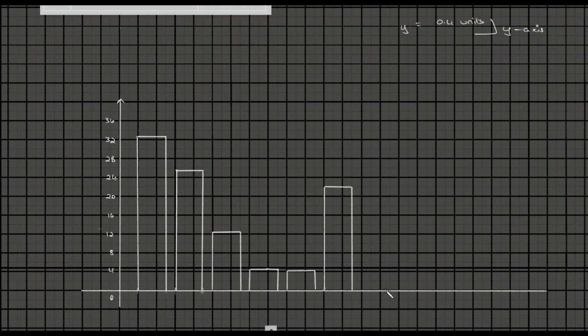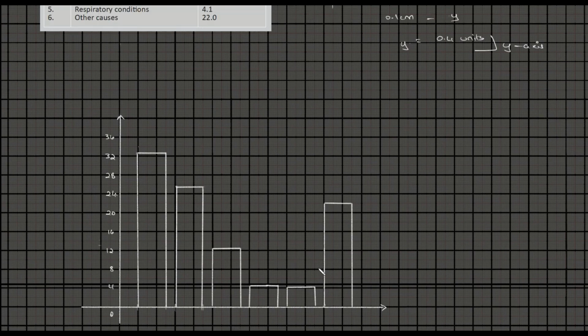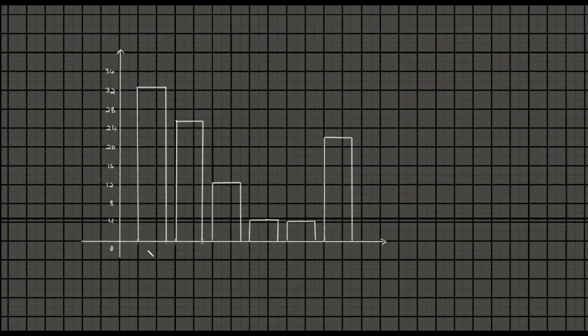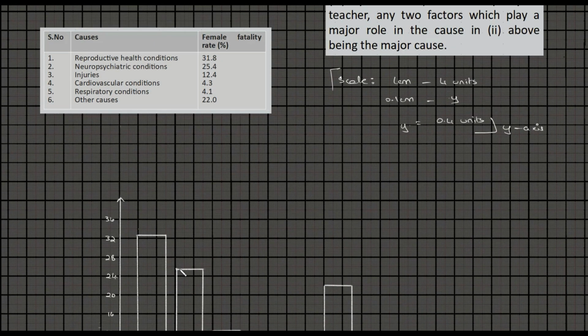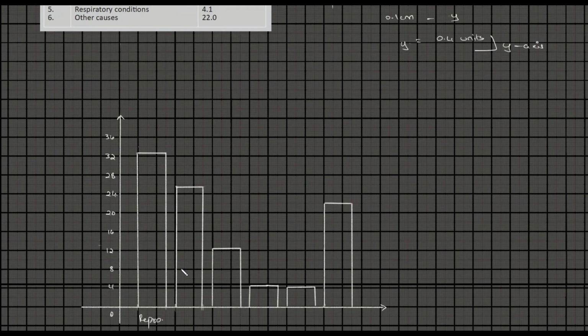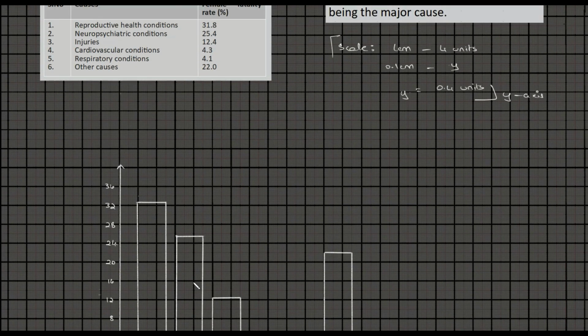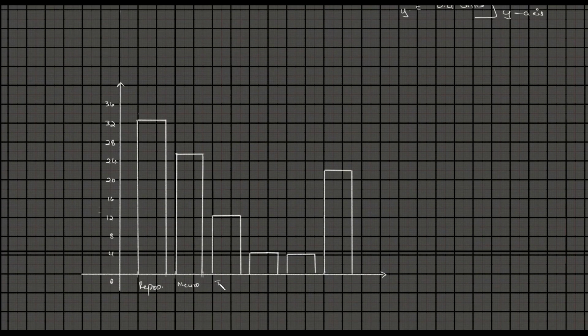Okay, and this is not required. So if you have drawn it, it's okay, you don't need to erase it. I can erase it, so I'm doing it. So we have a reproductive health condition. I'll write reproductive, short form, neuro, next is neurological, injuries.